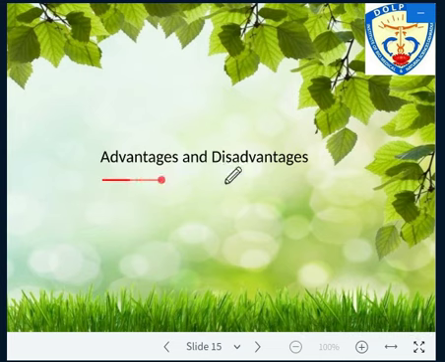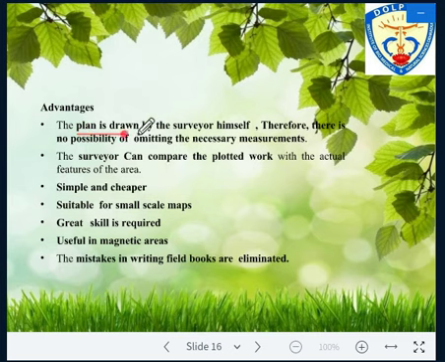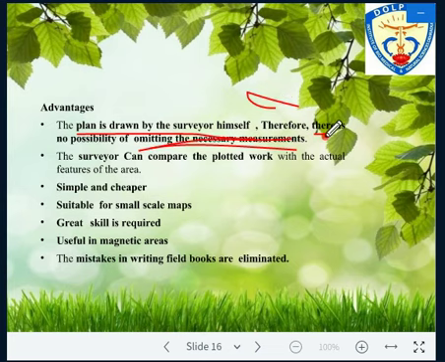So now you need to understand the advantages and disadvantages of plane table survey. First, the plan is drawn by the surveyor himself, so there is no possibility of omitting the necessary measurements, right? This is one advantage, since the surveyor has to draw the rays or the plan himself, because the graphical representation is there, so you are drawing all these lines on the drawing paper. All this activity has to be done by the surveyor himself. So if the surveyor is doing everything, obviously nothing has to be omitted. It means the surveyor has to write all the necessary measurements, right?